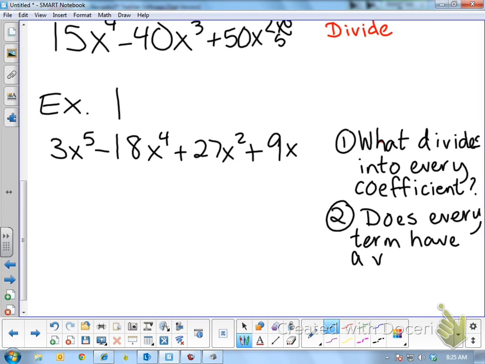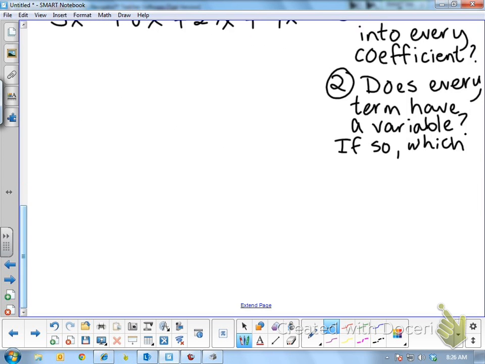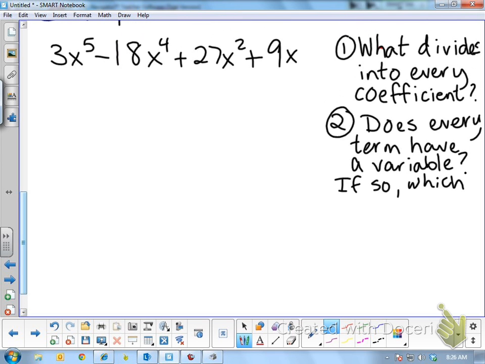If they don't all have variables, we cannot factor out a variable. They have to all have variables. Does every term have a variable? If so, which one has the smallest exponent? The thought process will actually take a lot more room than the actual problem. Or, sorry, smallest exponent. I think I said that first, but hopefully.